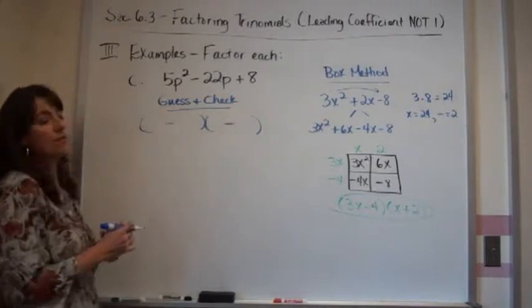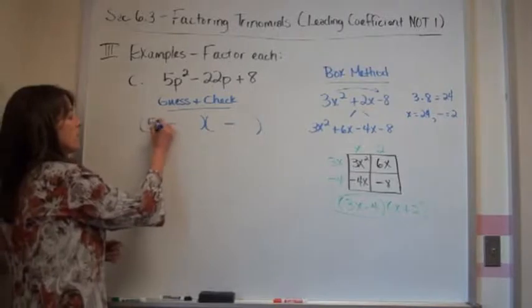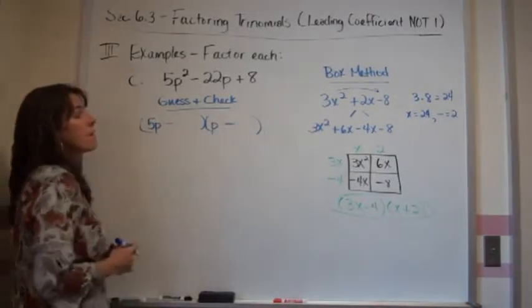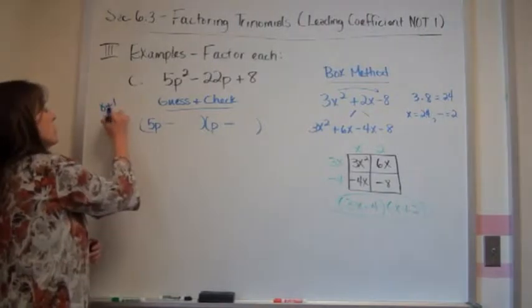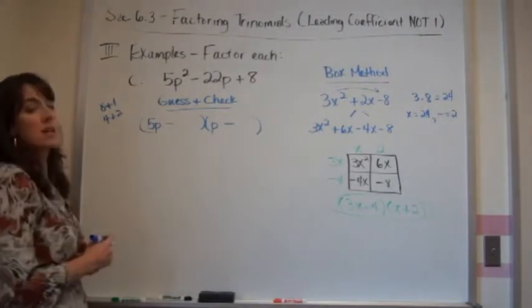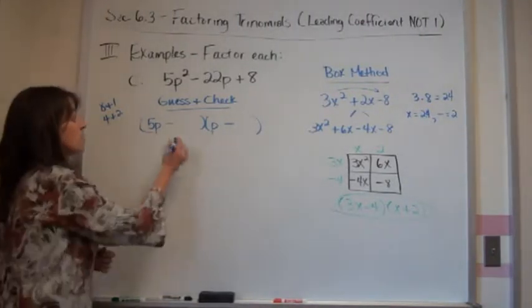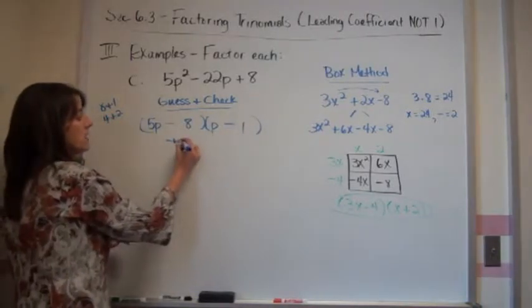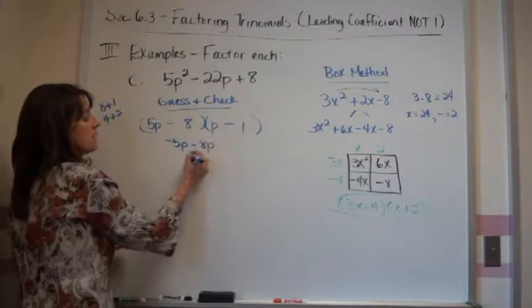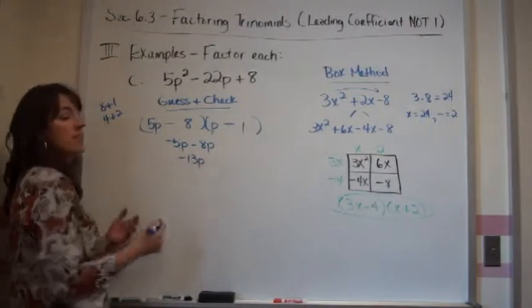The nice thing here is that 5p squared only splits up as a 5p and a p. However, the 8 splits up in multiple ways, 8 and a 1, 4 and a 2. Of course, it's really only 2 ways. Just try stuff and see if it works. Put the 8 here, the 1 here. Outside, I get a negative 5p. Inside, I get a negative 8p. That's a negative 13p. That doesn't work.